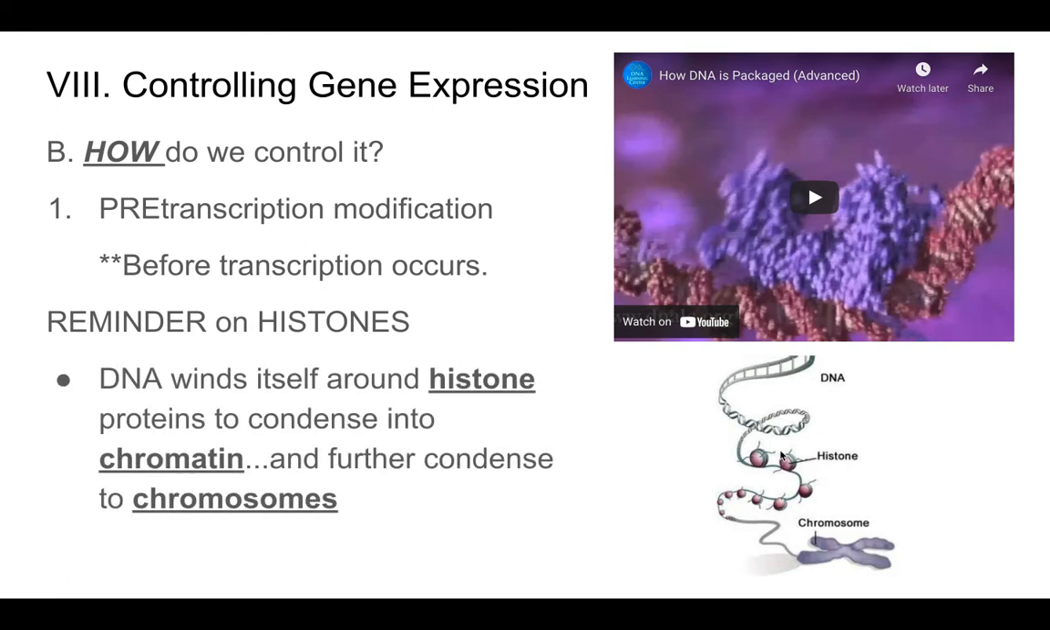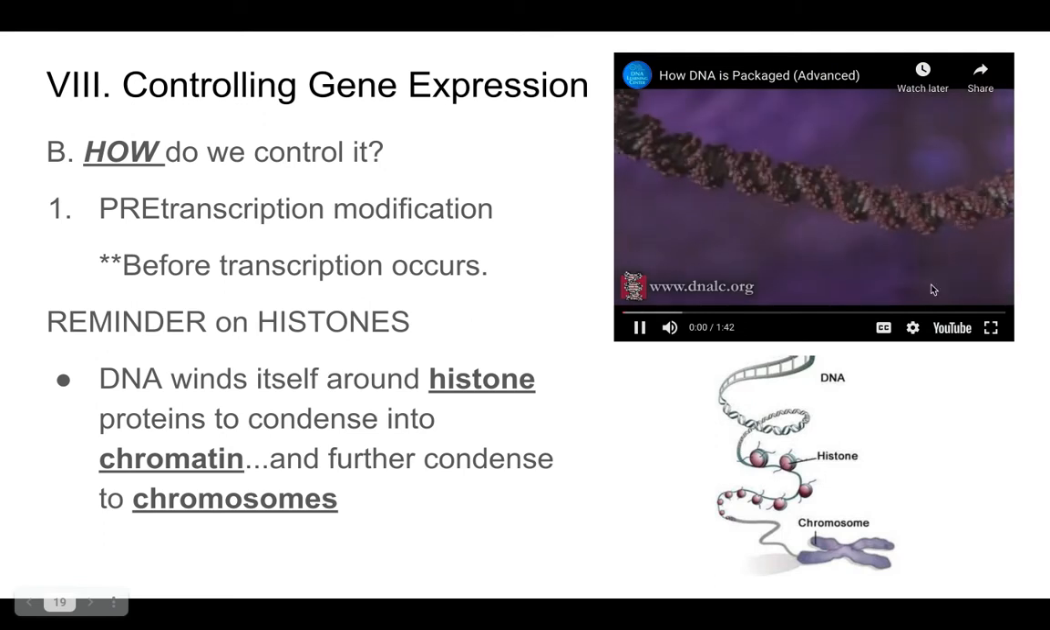Remember that histones are the sticky proteins that DNA will wind itself around to condense into chromatin and further condense into a chromosome. So in a minute, when we talk about pre-transcription modifications, we're going to talk about adding some little chemical groups to these histone proteins that will ultimately affect whether the DNA condenses or not. As you write this down, check out this animation of a histone real quick.